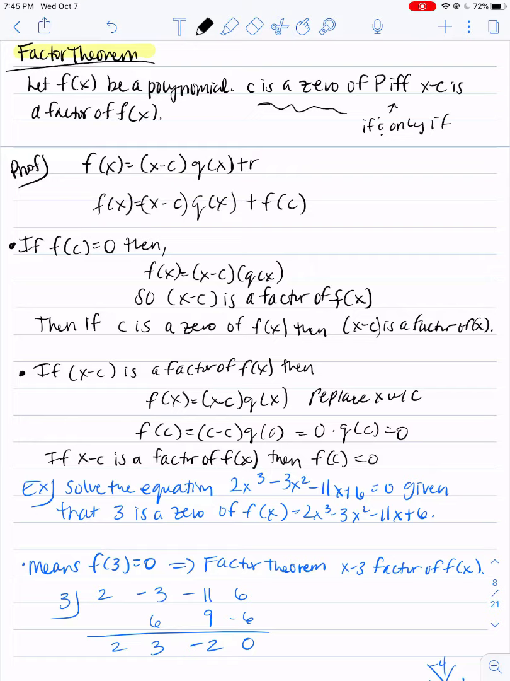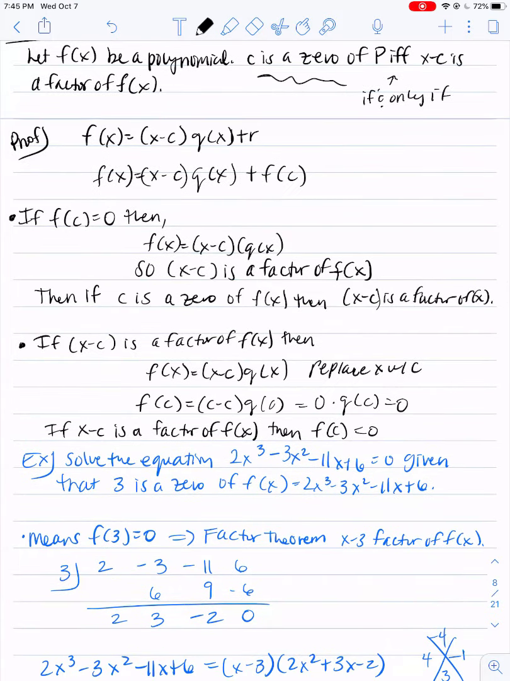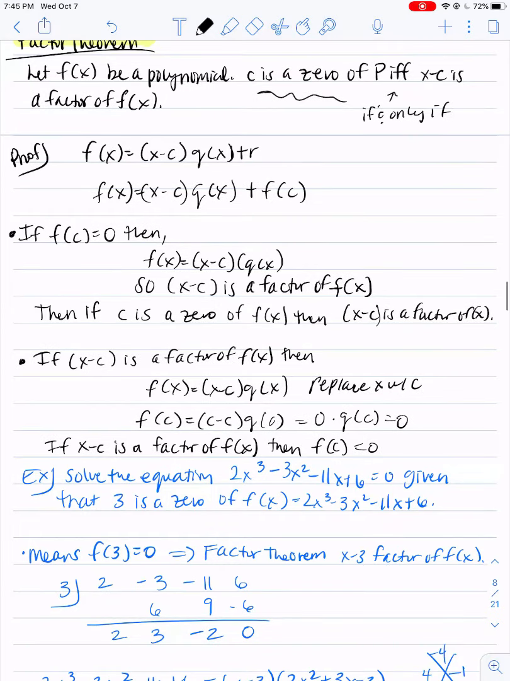So if we have f of c equals 0, then we would have f of x equals x minus c times q of x. So yes, x minus c is a factor of f of x in this case. So if c is a zero, then x minus c is a factor of f of x. We proved this way, now we want to prove the other way.